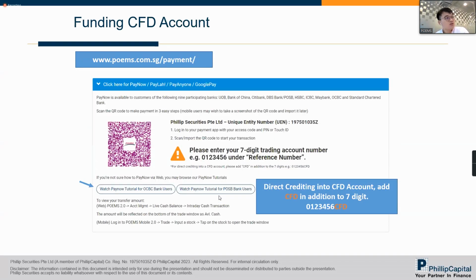Okay. So for funding the account using your bank savings or an external bank, you can use PayNow. PayNow is the easiest way. Scan the QR code, put in the amount, and in the reference field, put in your account number. Let's say your account is 1234567. You put in your account number 1234567, and behind your account number, you put in CFD. Then the funds will be credited about 10 minutes after you deposit.